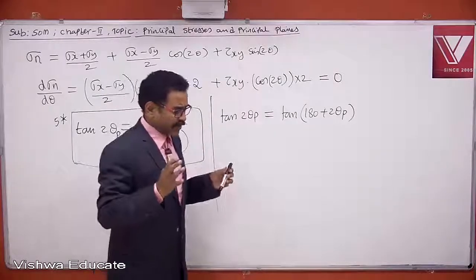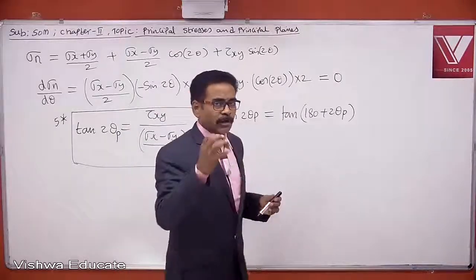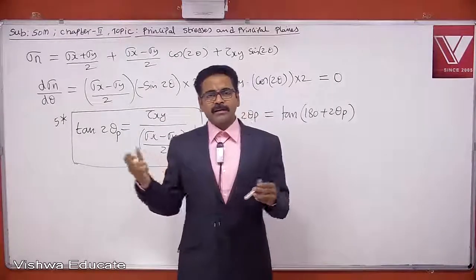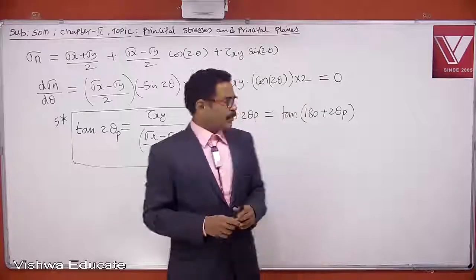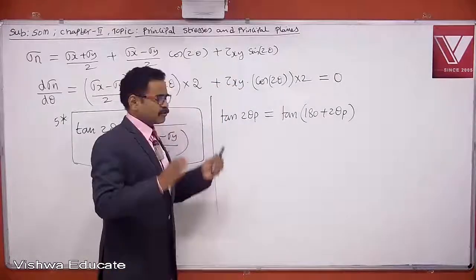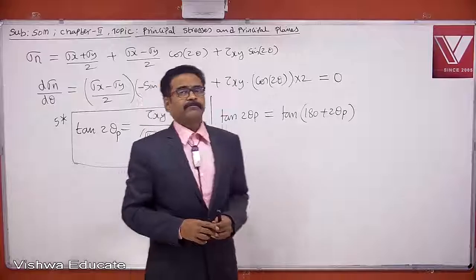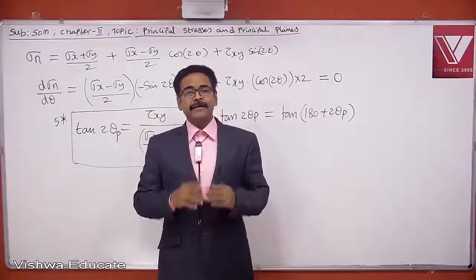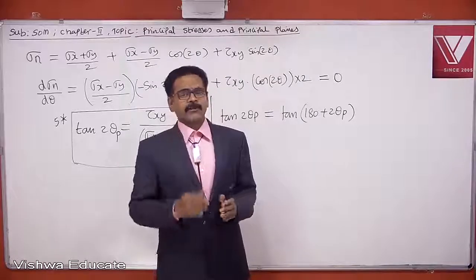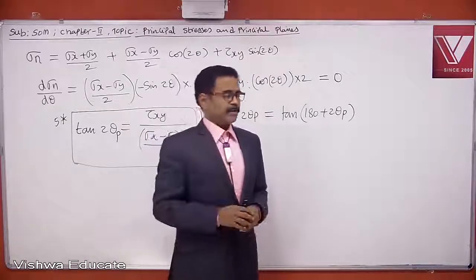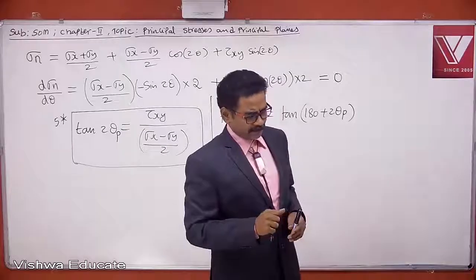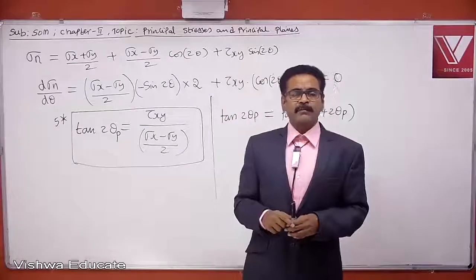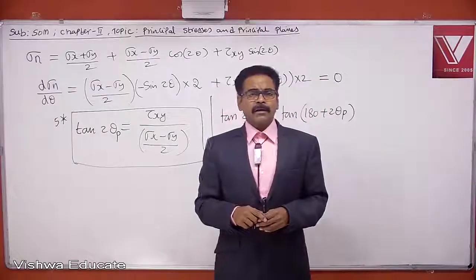What is the phase difference for theta p? For 2 theta p, 180. For theta p, 90 degrees. So this equation is saying there are two principal planes, and the angle between those two principal planes is 90 degrees. Understand? Now continue our statement: which are separated by 90 degrees.